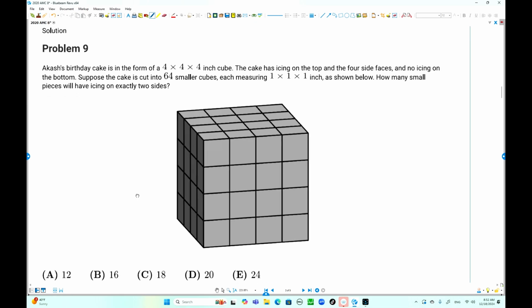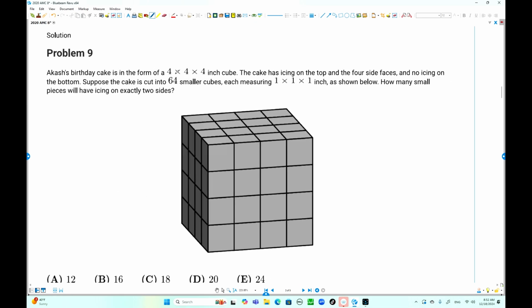The number 9, we have a 4 by 4 by 4 cake. You can see the question, okay? There is icing on the top and 4 sides, but no icing on the bottom, okay? Suppose the cake is cut into 64 smaller cubes, and they're going to be 1 by 1 by 1 cubes, right? How many small pieces will have icing on exactly 2 sides only?